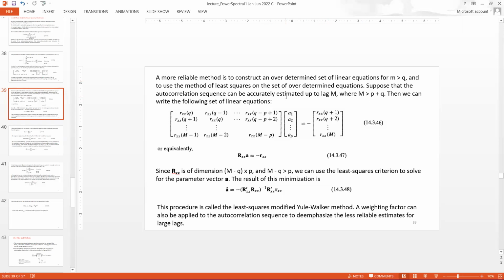This accurately estimated up to lag m, where m greater than p plus q. P এবং q, these are two orders. Okay, so সেই অর্ডারের সাথে m value also related, and then we get a few equations from this condition, and it shows like this.